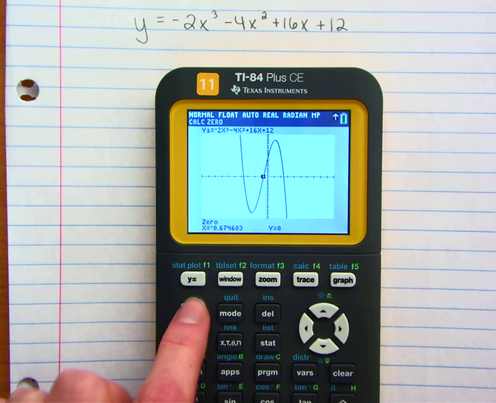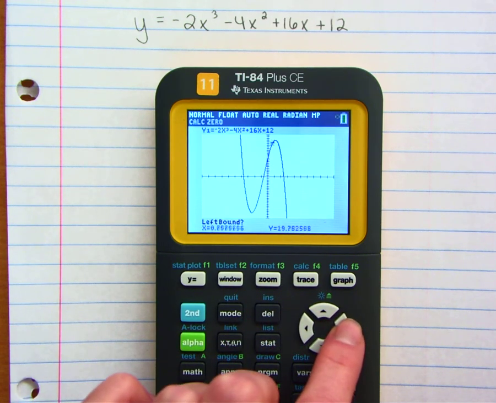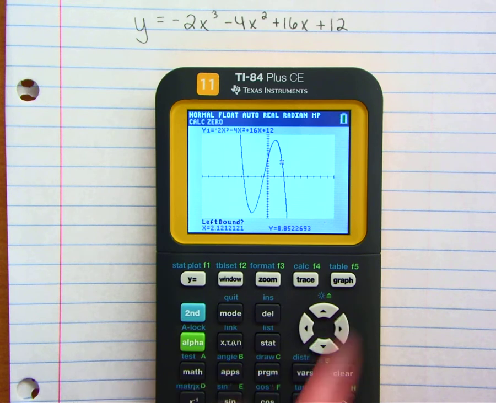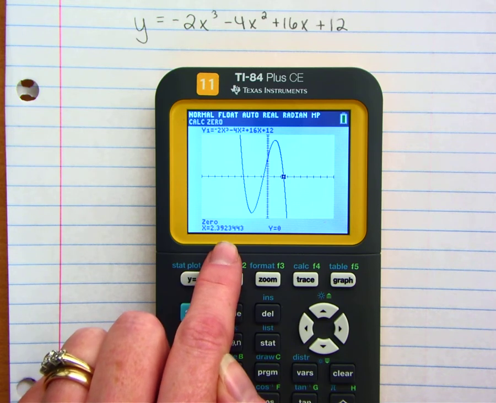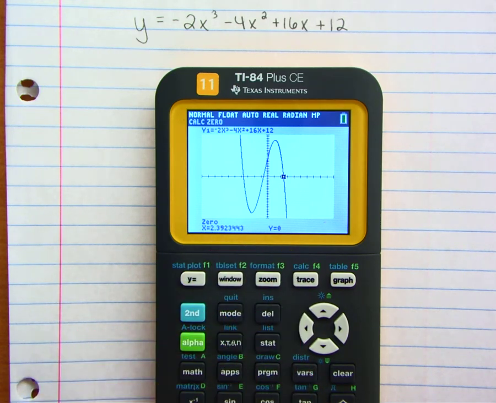One more zero, so we're going to second trace. We're going to find the last zero, which is over here. Move our cursor along, enter. Move to the right side, enter. One more enter. The zero is at 2.39 approximately. Y is 0. So that is how we find the zeros of the polynomial function.